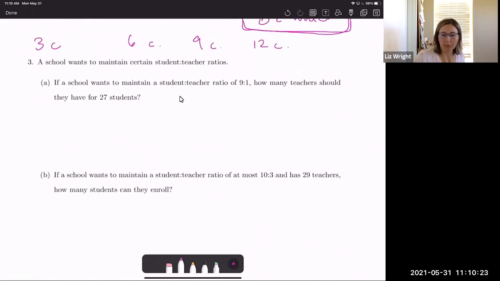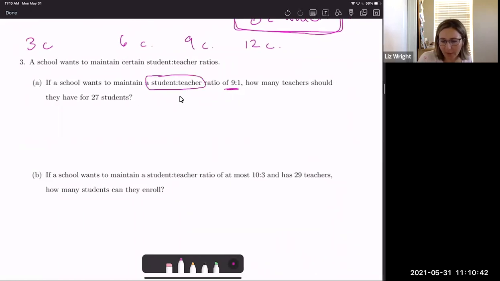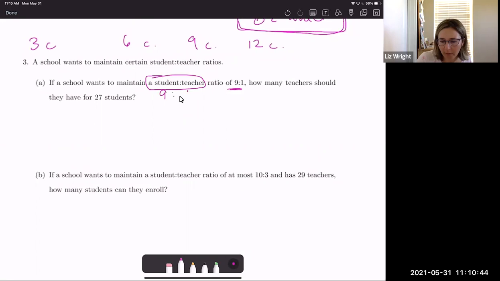Okay, so a school wants to maintain a certain student to teacher ratio. And that ratio is 9 to 1. How many teachers should they have for 27 students? So pay attention here. We're talking about 9 to 1 for the student to teacher. So 9 students per 1 teacher. And then the question is, if I have 27 students, how many teachers is that?